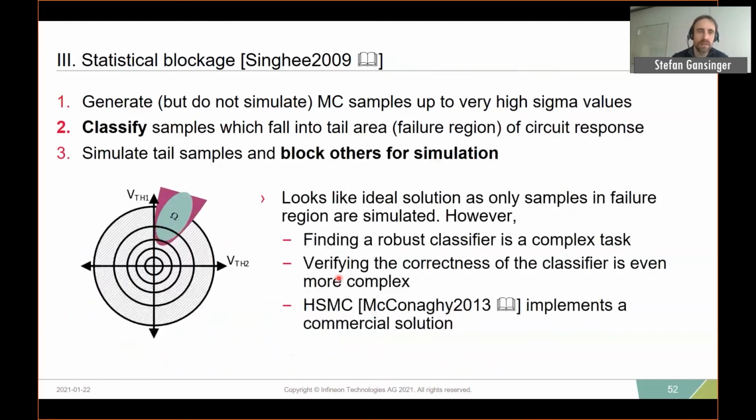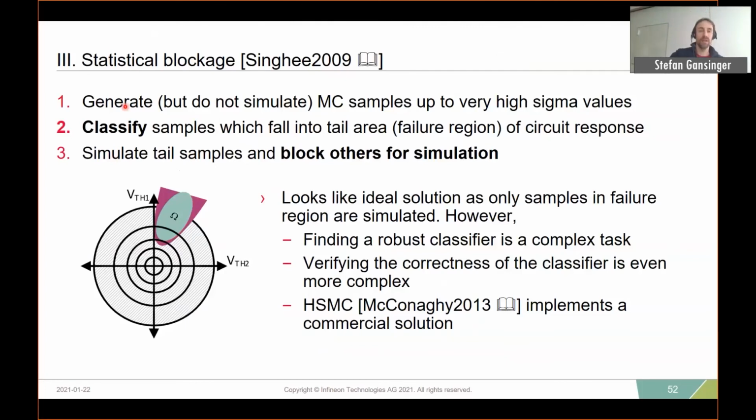A nicer method is the statistical blockage. What is the idea behind this? Here we are generating, but not simulating, a lot of samples. And you will see these are 10 giga samples, for instance, or even more. And then we are trying to classify these samples into two categories. We have samples which are going to fail, which are going to lead into the failure region, so which cause our circuit to fail.